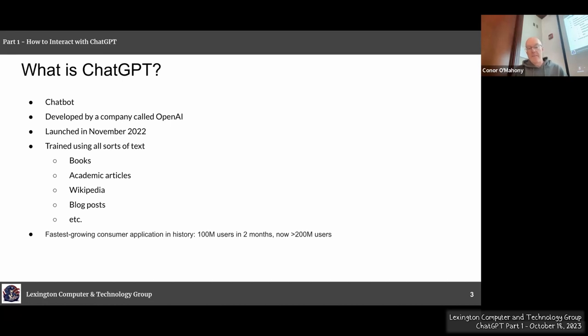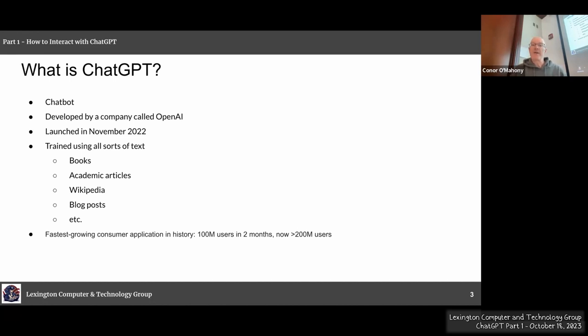Once the chatbot was launched, very quickly, it became big news. In fact, it became the fastest growing consumer application in history with 100 million users in 2 months. The current count is somewhere north of 200 million users. So, very common usage. Now, ChatGPT is only one such chatbot. There are many other chatbots that are out there.